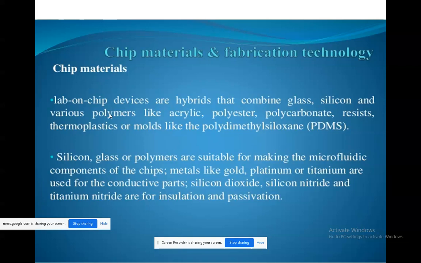Then metals like gold, platinum, or titanium are used for the conductive parts.